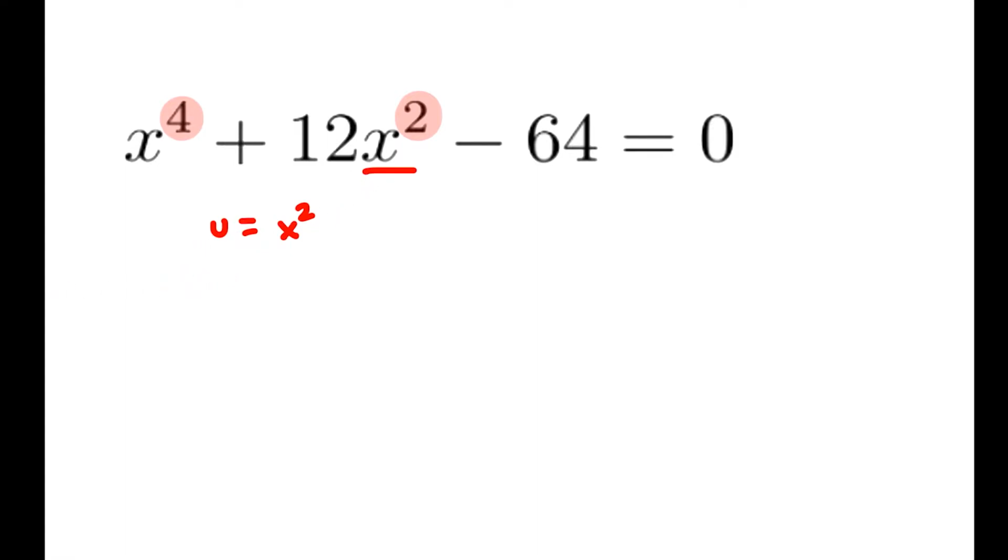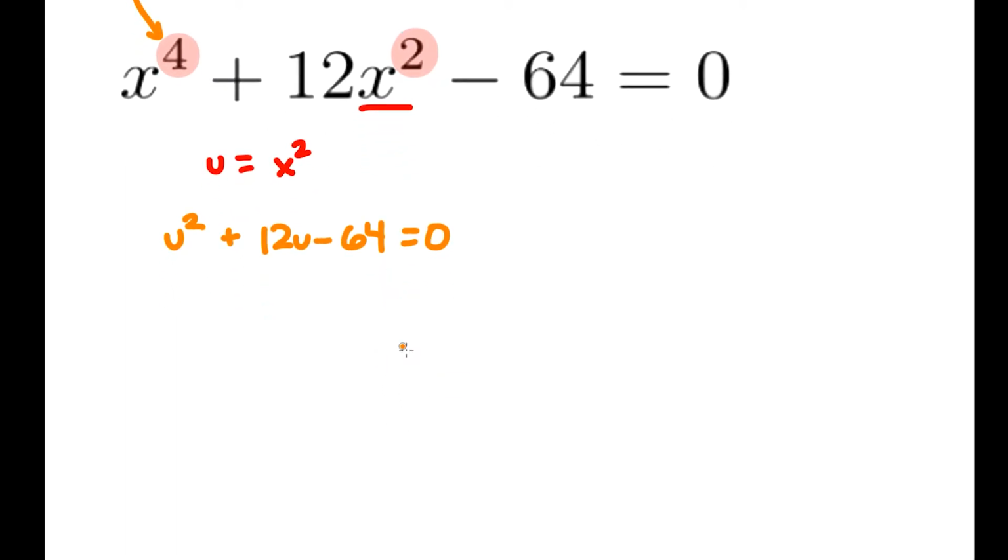Okay, so if I rewrote this equation now, it's going to be u squared, because x squared squared is this x to the 4th. So it's going to be u squared plus 12u minus 64 is equal to 0. So now we have that quadratic structure. We are going to use the quadratic formula.